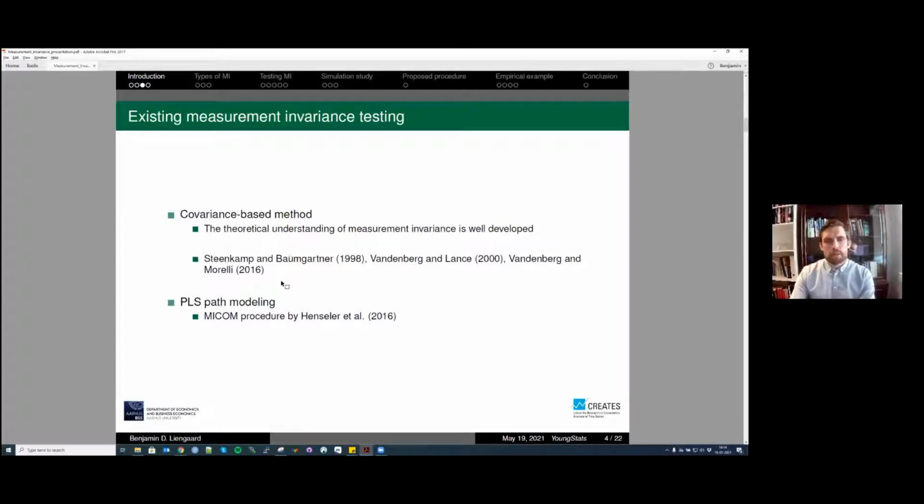This research builds primarily on measurement invariance literature from what is called invariance-based methods. And there is also some measurement invariance procedure in PLS path modeling already, specifically what is called the MICOM procedure made by Henseler et al. in 2016. This research differs by explicitly assuming an underlying what is called reflective population model.